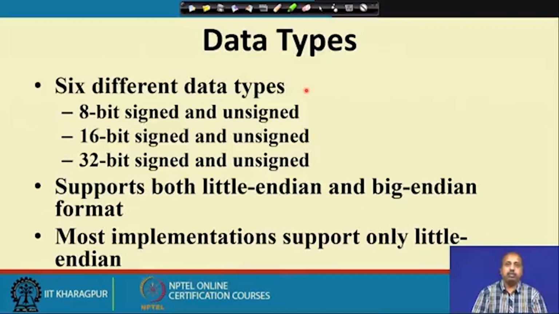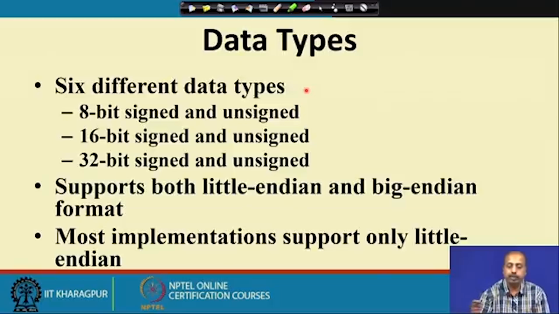Next, we will look into the data types that are supported by this ARM processor. There are 6 different data types: 8-bit signed and unsigned, 16-bit signed and unsigned, 32-bit signed and unsigned. So, we have both signed and unsigned numbers. It can be 8-bit, 16-bit or 32-bit. It supports both little endian and big endian formats.